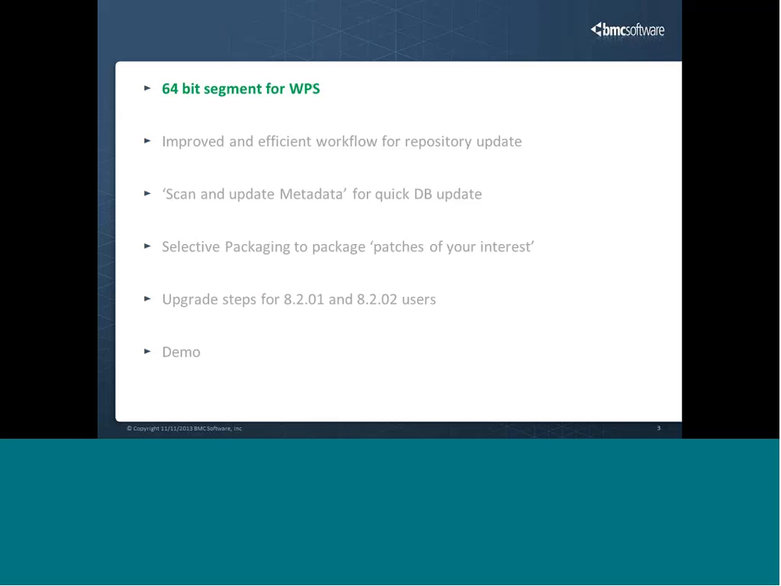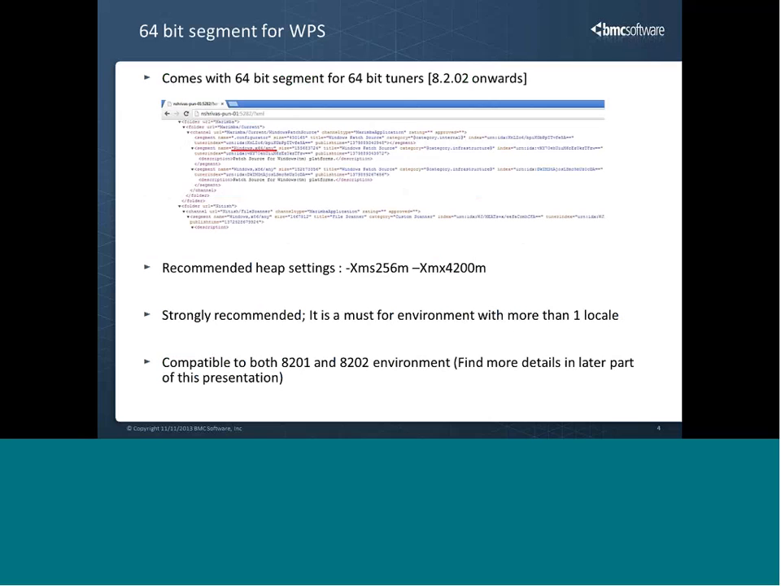The first important change which has gone into the whole repository, the WPS channel, is the introduction of a 64-bit segment for WPS. Now, WPS comes with a 64-bit segment for tuners that are running on a 64-bit kernel. That means it applies to all the tuners running on 8.2.02 onwards. If you see from the product XML, I have copied the channel from products.marimba.com, and now I see a new segment here, which is Windows 64. This would go to my 64-bit tuner.